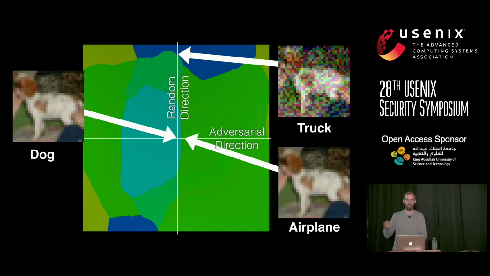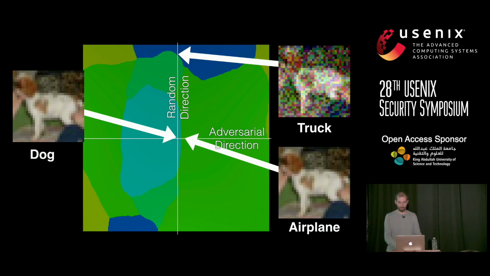But the worst case direction is highly sensitive and can change the classification. Let me do one more thing to this plot, just so I can make it a little more clear what's happening. I'm going to extend the z-axis up so that the z-axis now is going to correspond to the confidence of the neural network in the correct prediction.